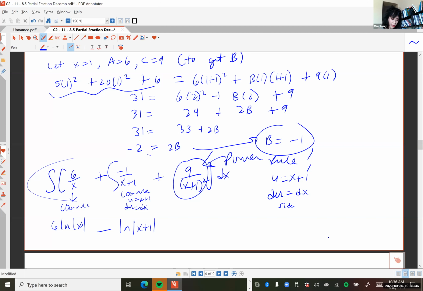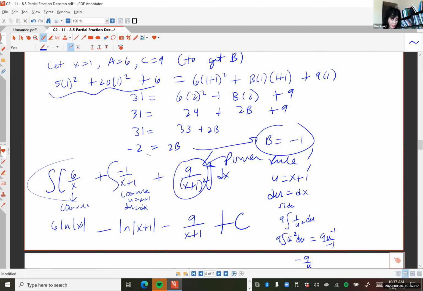Okay, so the power rule. My side work is, yeah, I have a 9 there, but I have 1 over u squared du, but that's the same as 9 times the integral of u to the negative 2. And now I can use my power rule. That's going to be 9 u to the negative 1 divided by negative 1. But then that's going to be negative 9 over u to the positive 1. So here I'm going to have minus 9 over u to the positive 1, but u is just x plus 1. And of course, plus c.